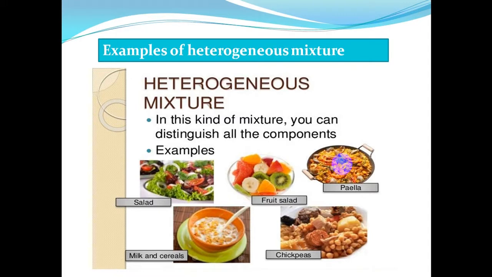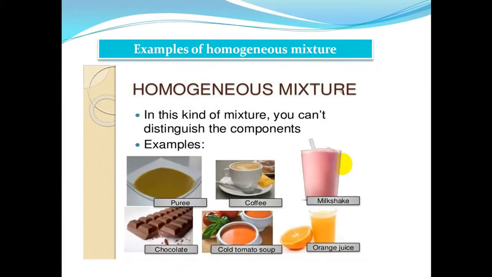And now let's see examples for homogeneous mixture. In this kind of mixture, you cannot distinguish the components. You can't say exactly what is found inside. Like this puree, you don't know exactly what it's made from. Here also the coffee, they mix it together. The milk and the coffee are mixed together. So you cannot take out the coffee from the milk. They become like one thing.